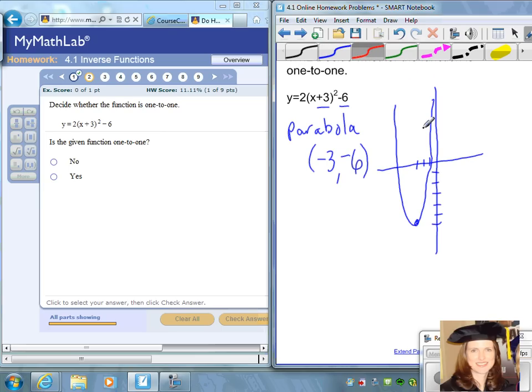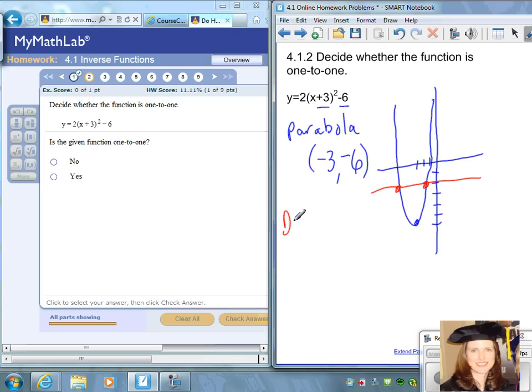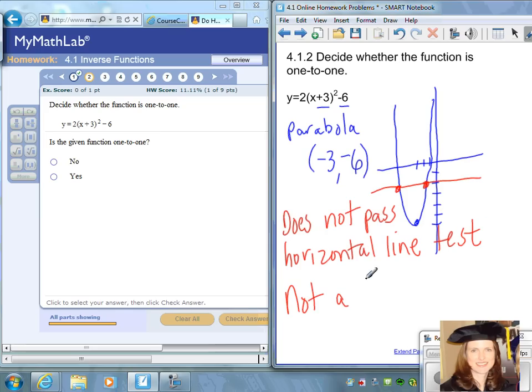Now, once you get the sketch of the graph, see if it passes the horizontal line test. If you draw a horizontal line, it's actually going to go through 2 points here. So it does not pass the horizontal line test. So what that means is that this function is not a one-to-one function.